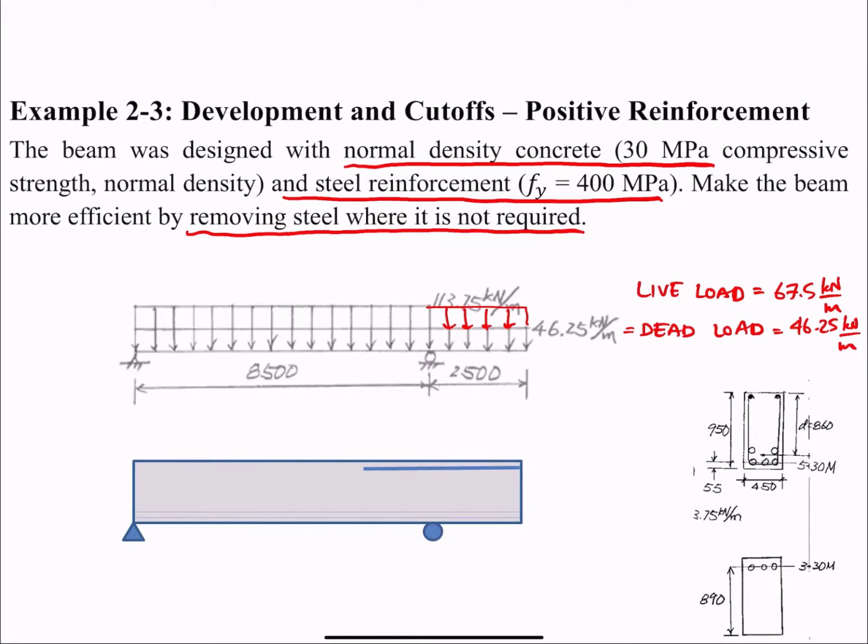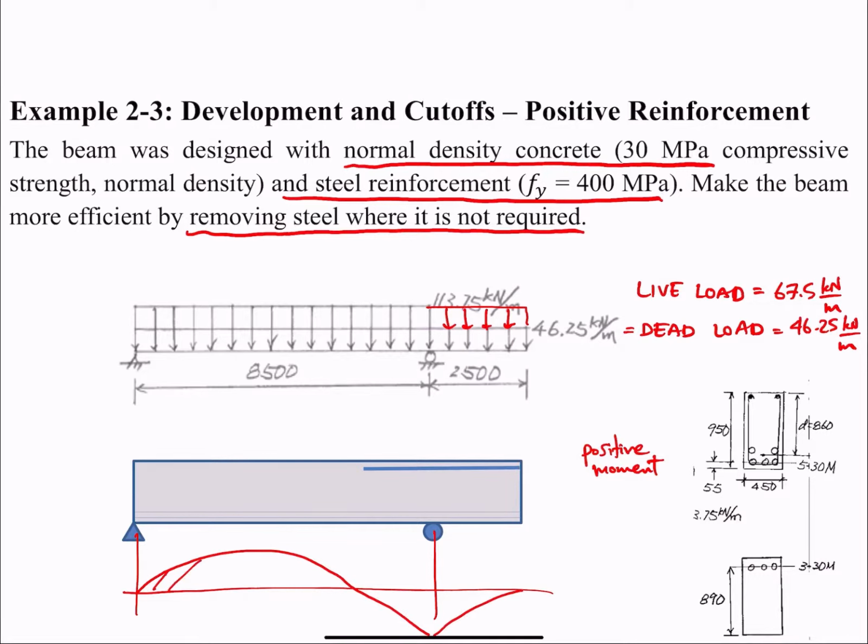Somebody else was kind enough to design this beam for us. So in the positive moment region, and you may be wondering, positive region, why? Well, because this beam would have this sort of moment diagram. So this is approximately it. Some positive moment and some negative moment. So in the positive region, we have this reinforcement, and then it is 5/30, and then we have all the geometry that goes with it.